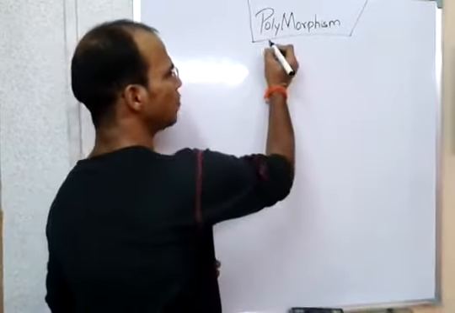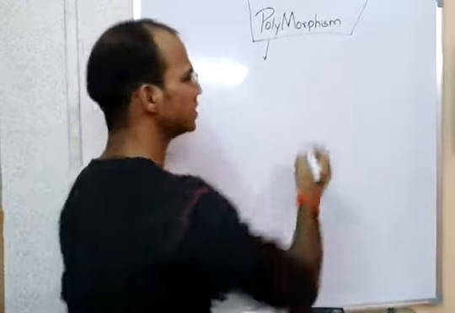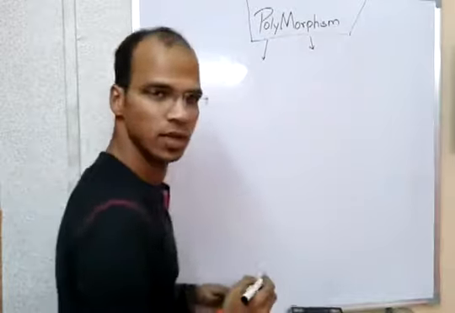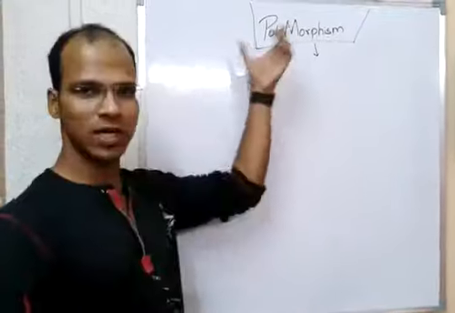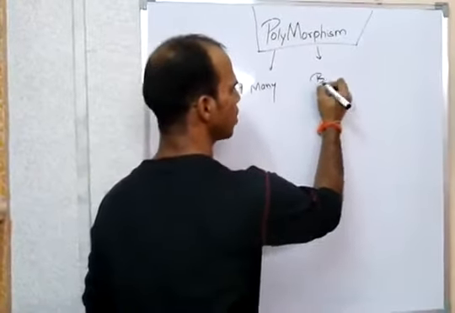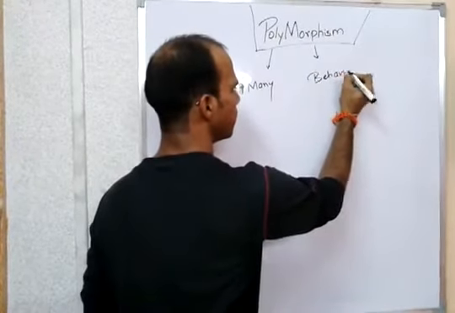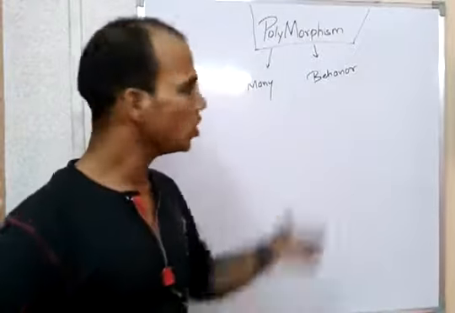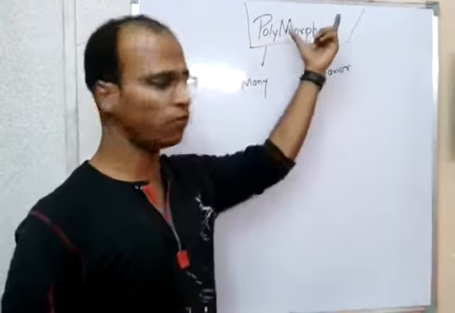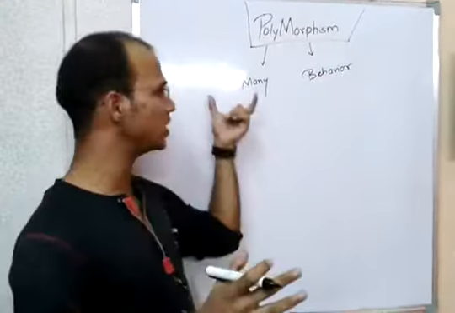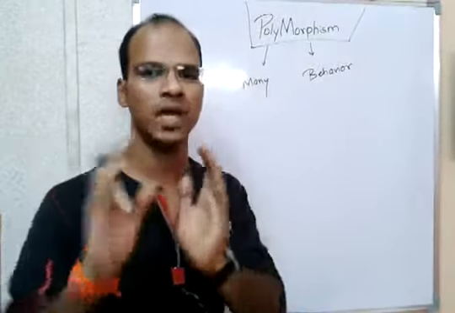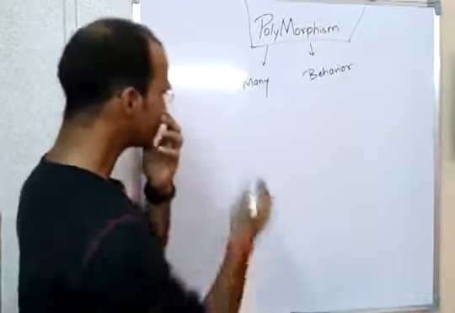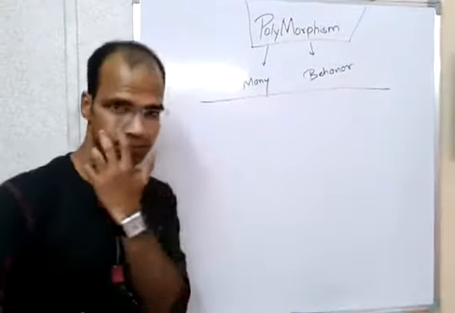When you talk about polymorphism, you have two words. One is poly, the second one is morphism. Poly means many, and morphism means behavior. So poly, many, morphism, behavior. In short, you can say it is many behavior. In short, it's one thing, many behavior. Now let me explain this term using an example.